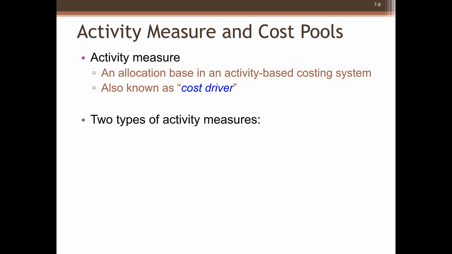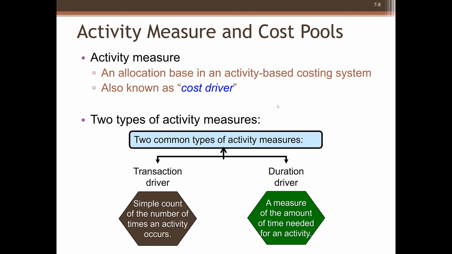For activity measure, in ABC, the activity measure is the allocation base. It's also called the cost driver of the activity. There are two types of activity measures: transaction driver and duration driver.